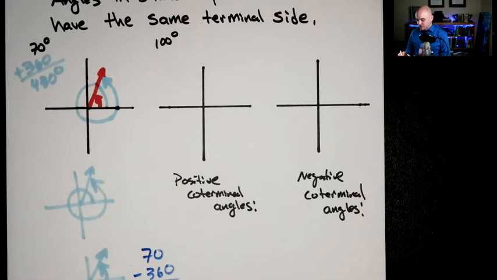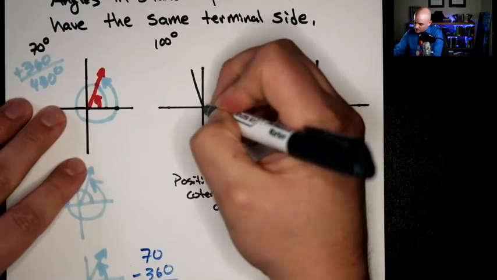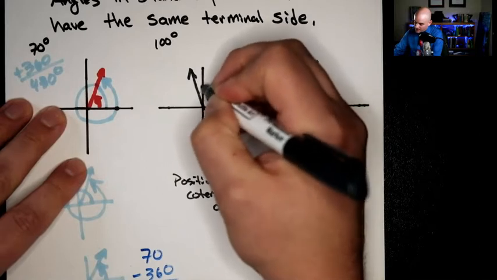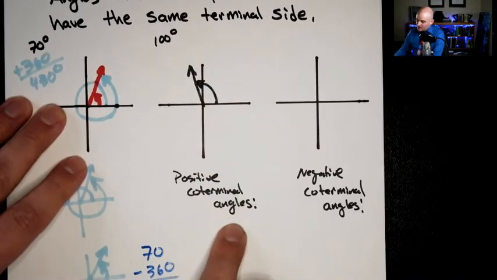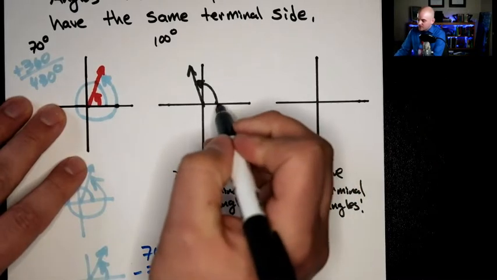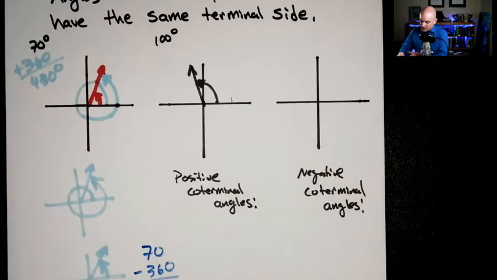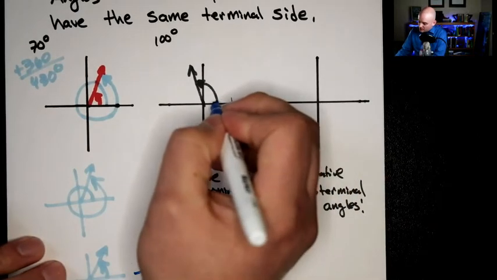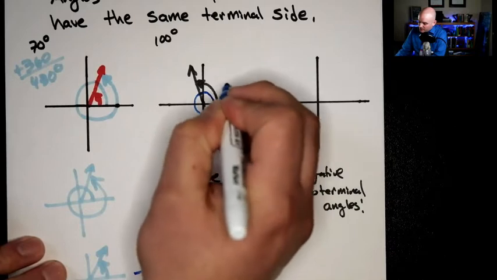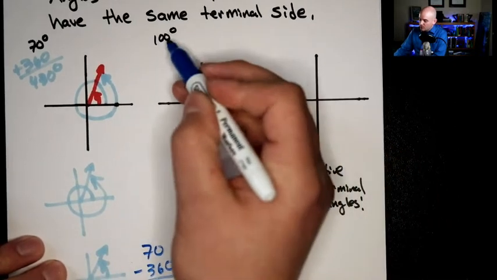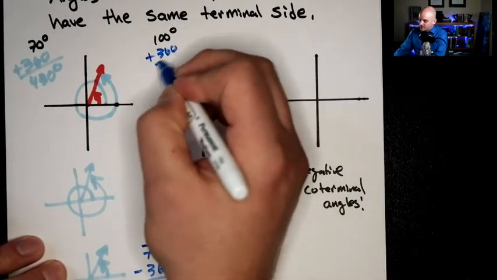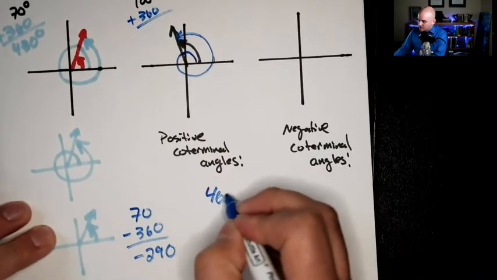Let's try another one here. Let's try 100 degrees. Now I know 100 is about 10 degrees past that quadrant angle of 90. So it's going to be really close to the 90 right there. That is 100 degrees. If I wanted a positive coterminal angle to it, then I'm going to go to that 100 and then I'm going to go 360 more degrees. So if I'm drawing this out in blue here, I'm going to go to that 100 and then I'm going to go 360 degrees past it. So it's going to be 100 plus 360, giving me 460 degrees.